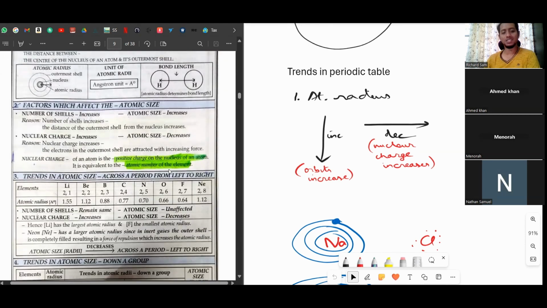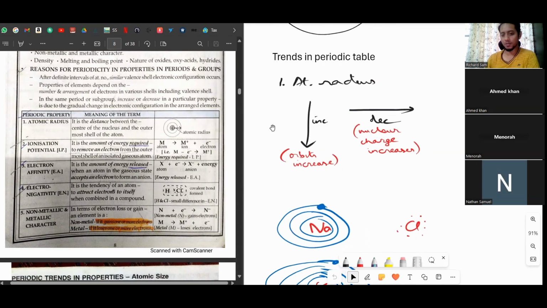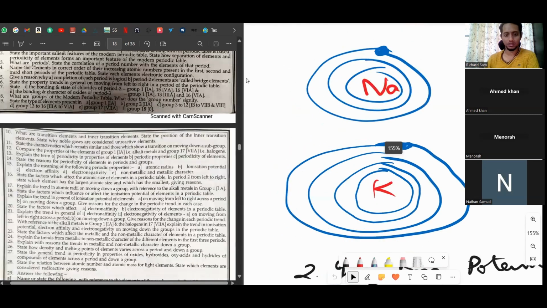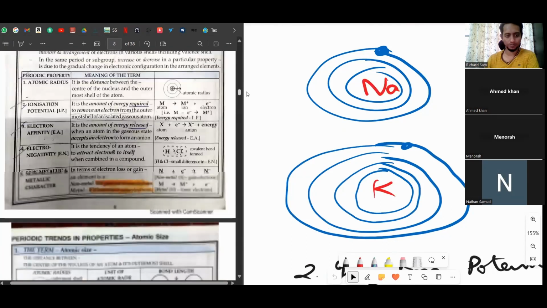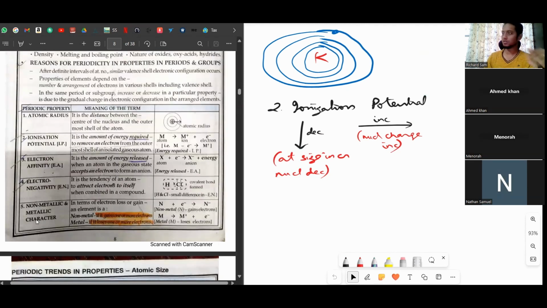All of these trends depend on two things: the atomic size and the nuclear charge. Like when we saw ionization potential, as you go down the group, ionization potential decreases because the atomic size increases. The other trends all depend on two factors. What are the two factors? First is the atomic size, and second is nuclear charge. Everything depends on these two, and they are used in all the other trends.